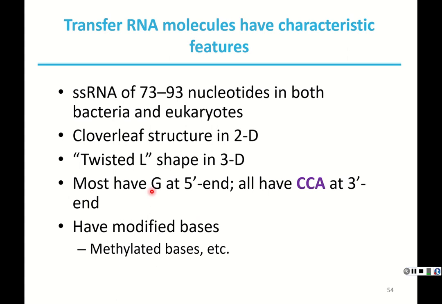Most have G, the nucleotide G, at the 5' end. And all of them have CCA at the 3' end. Okay. And one thing about the tRNAs is that you get modified bases as well, especially methylated bases.